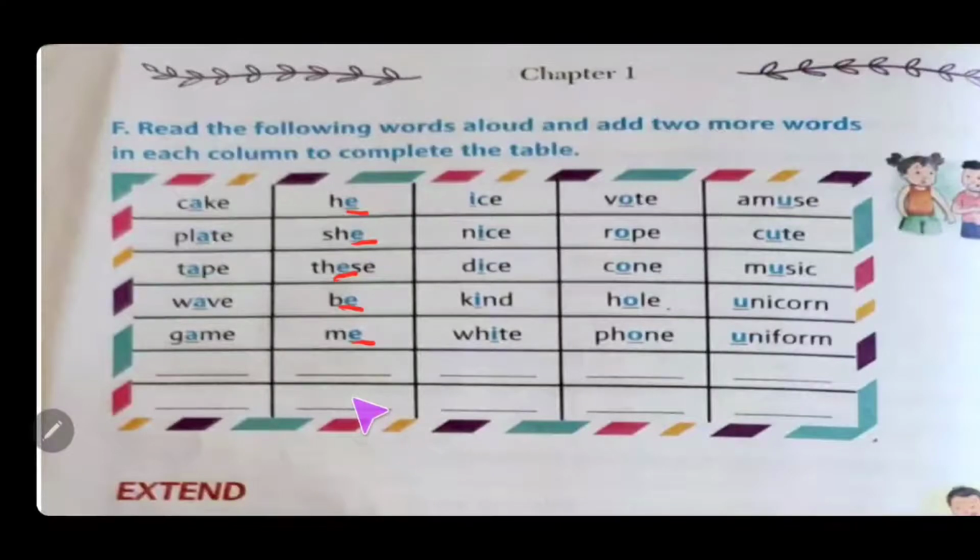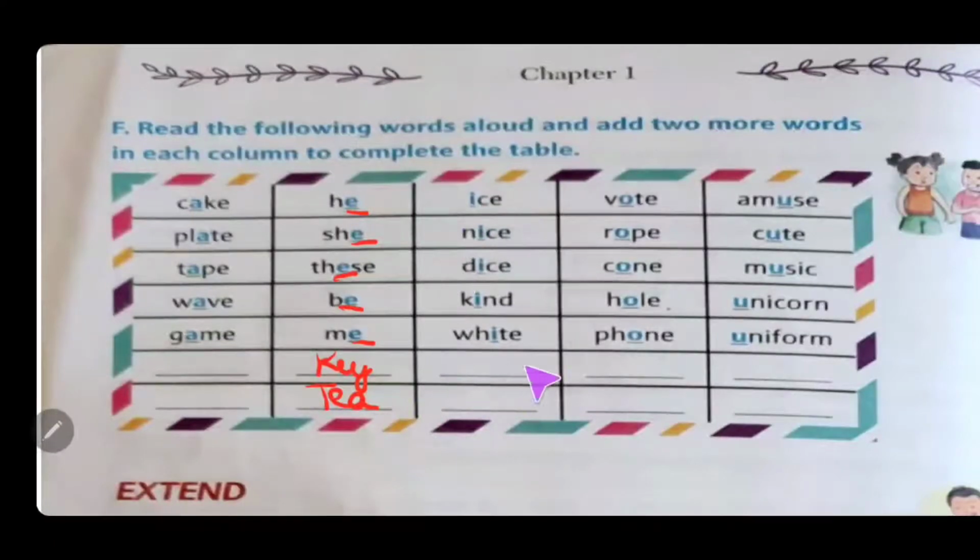So what we have to do is write 2 more words, right? So one word can be key, and the other word can be tea, right? So the words in this column are he, she, these, be, me, key, and tea, right?